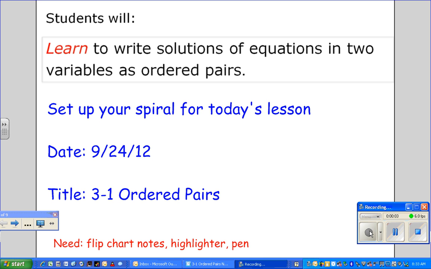Right, so here we are with Monday night's assignment. This is 9/24/12. So if you will take a few moments and go ahead and set up your spiral for today's lesson in your Cornell note format. There's your date and there's your title. If you need to pause to get that together, you will also need your flip chart notes, a highlighter, and a pen or pencil to write with. So if you need to pause, go ahead and pause and set up your spiral.